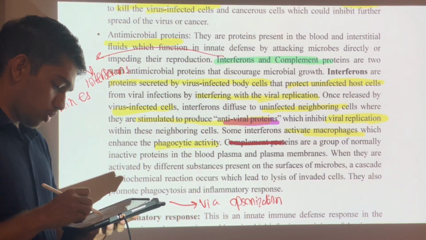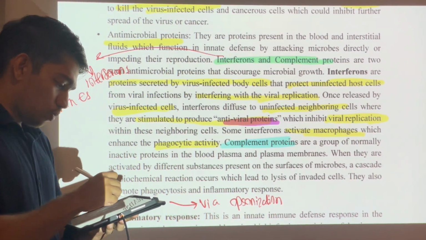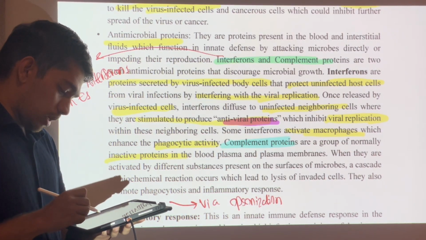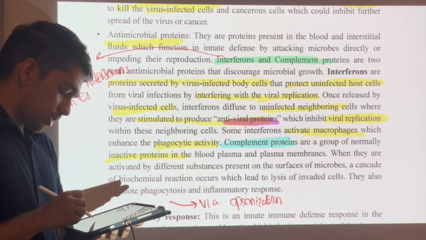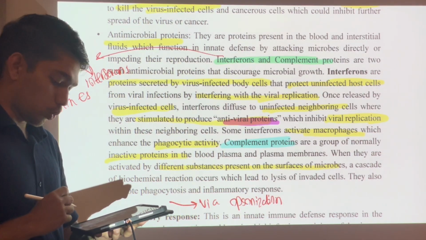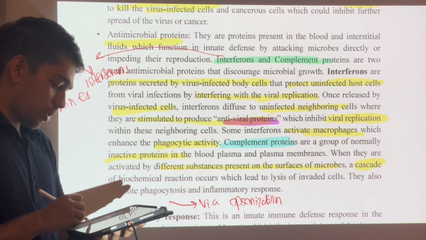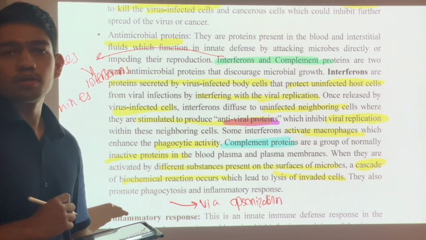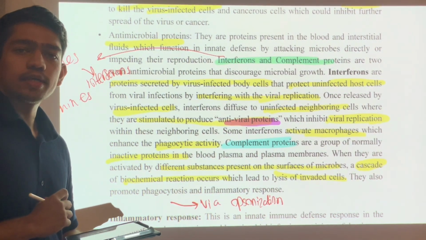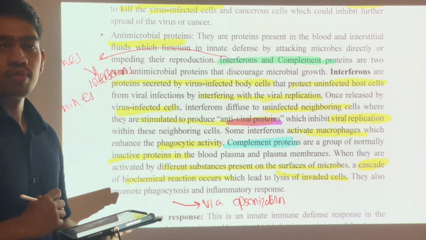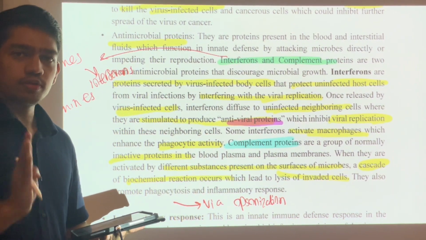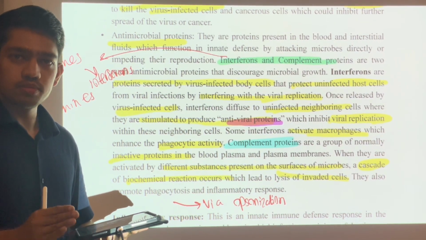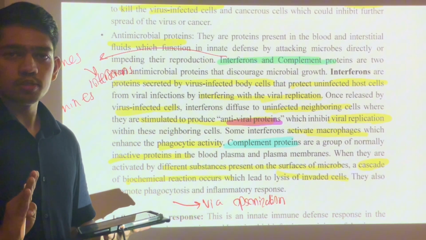So what are complement proteins? They say they are a group of normally inactive proteins in blood plasma and the plasma membranes. When they are activated by different substances present on the surface of microbes, a cascade of biochemical reactions occurs which leads to lysis of invaded cells. So where else do you know of a cascade of reactions? In blood clotting, right? So it is very similar to that here as well. There's a series of enzymes that we call the complement system.